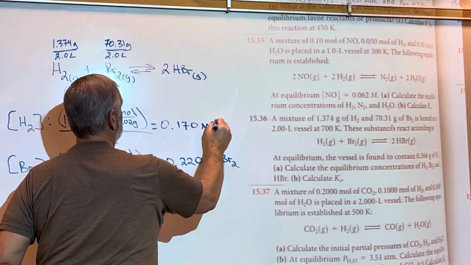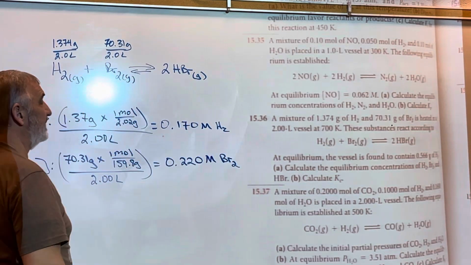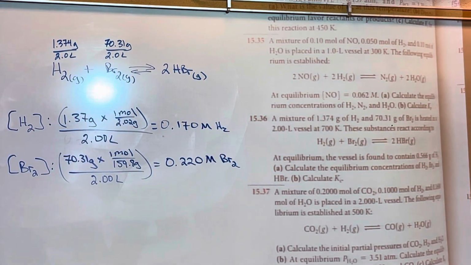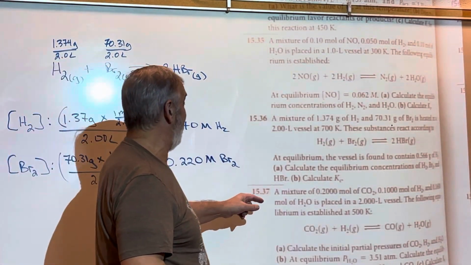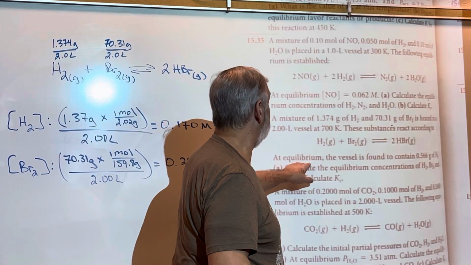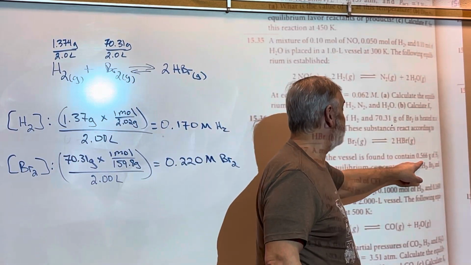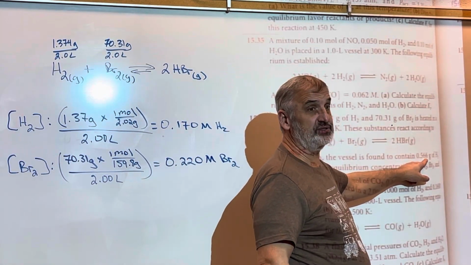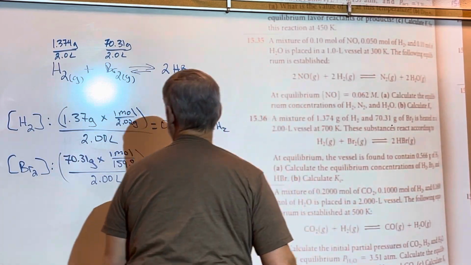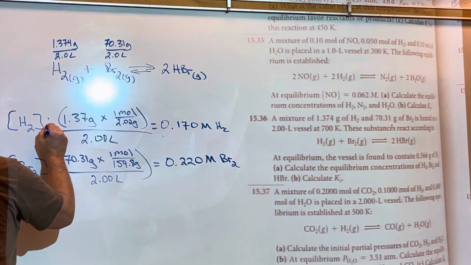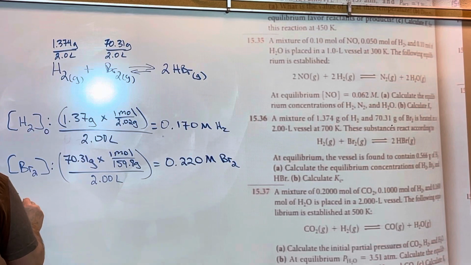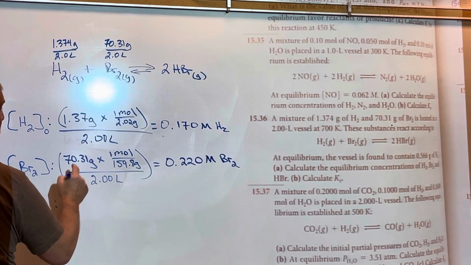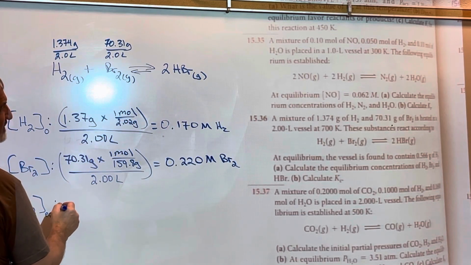0.170 molar H2. Okay, so now that's just an initial step to get our initial concentrations. Now, at equilibrium, it's found to contain 0.566 grams. So what are we going to have to do with that? So this is initial. So the H2 at equilibrium is going to be, do the exact same thing, 0.566.